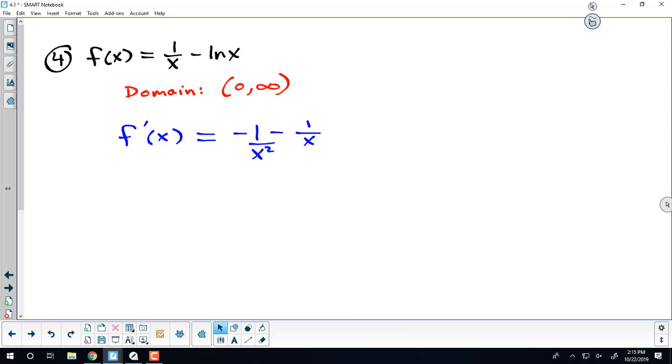Oh, too bad. So close. Or -1 minus x all over x squared. Just common denominator, add it together.